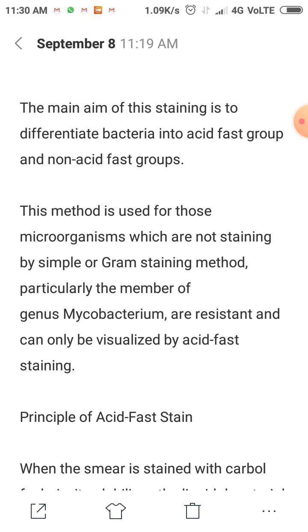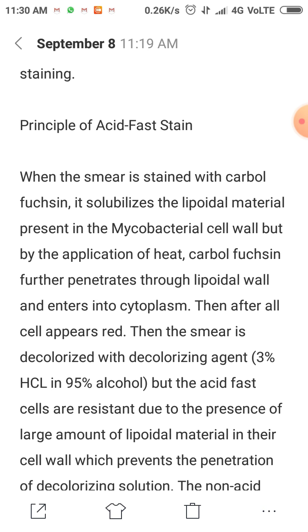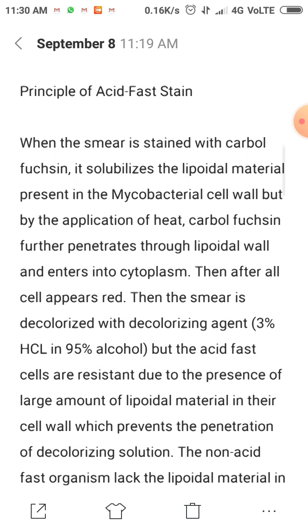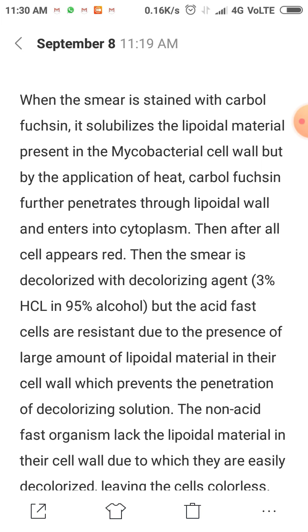So, the principle of the acid fast staining technique. This is stained with carbolfuchsin. We have three stains: methylene blue, crystal violet, or carbolfuchsin. These bacteria are stained by carbolfuchsin, and they resist destaining with acid alcohol. So Mycobacterium tuberculosis and Mycobacterium leprae are stained with acid fast staining.